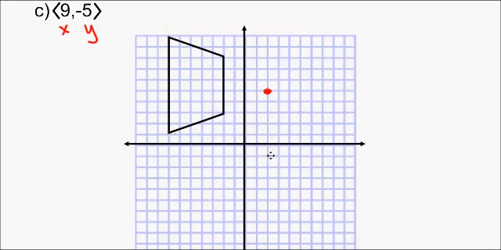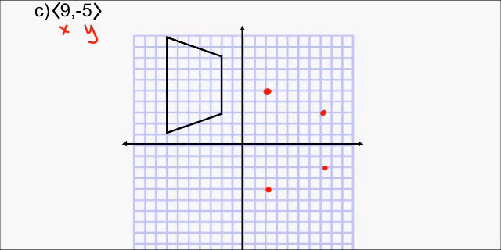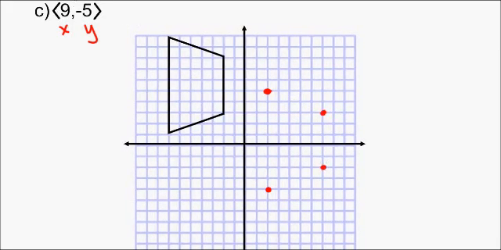1, 2, 3, 4, 5. Okay. Over 9. 1, 2, 3, 4, 5, 6, 7, 8, 9. Down 5. 1, 2, 3, 4, 5. This point over 9 is here. Down 5 is 1, 2, 3, 4, right here. That gives us the point. And all we have to do now is connect the dots.